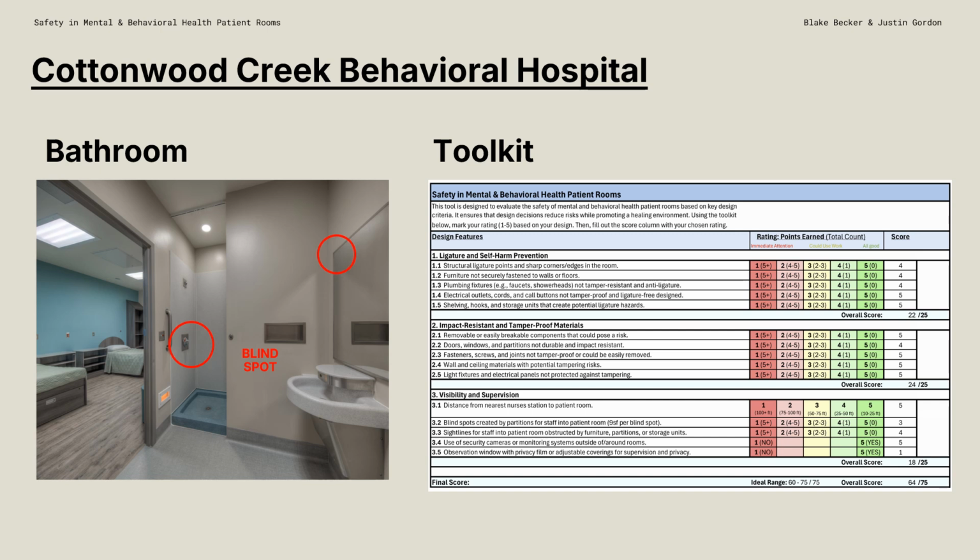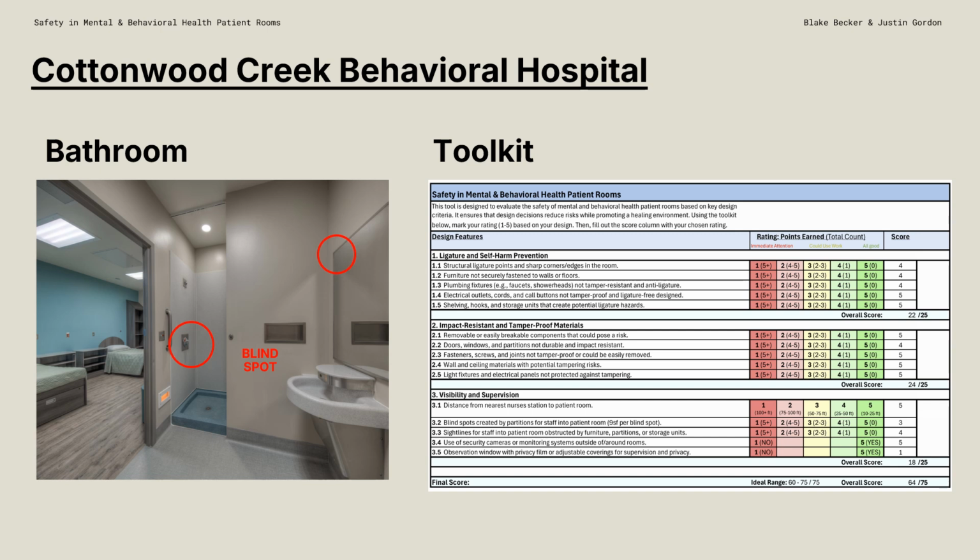So taking a look at how our toolkit has scored, we've added up the features we've found throughout the design and added them up to get the final scores of each design feature. With an overall score of 64 out of 75, it meets our ideal range of what we believe to be an effectively safe mental and behavioral health facility patient room.